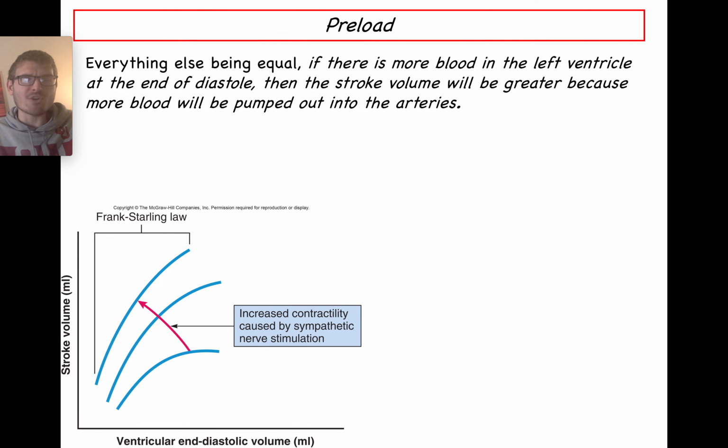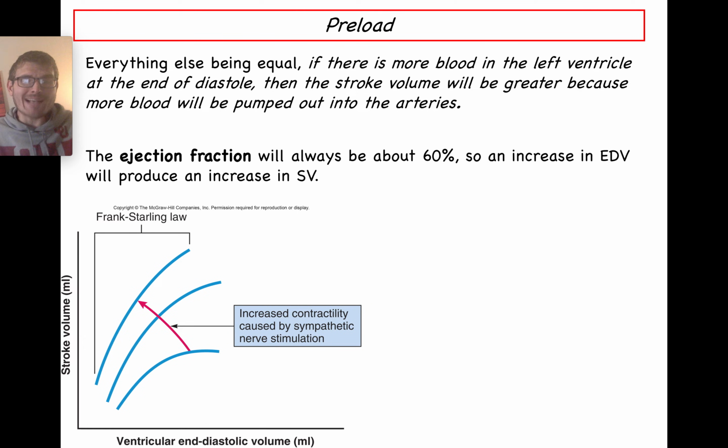But let's say you have an increased preload. You have increased venous return to the atria, meaning that instead of, say, 120 milliliters as your end diastolic volume, maybe it's 150. So 2/3 times 150 is going to be 100. If you increase your end diastolic volume, your stroke volume is naturally going to go up because of that relationship between the ejection fraction, the end diastolic volume, and the stroke volume. Because the ejection fraction is always going to be roughly 60 to 70%, an increase in end diastolic volume will naturally produce an increase in stroke volume.